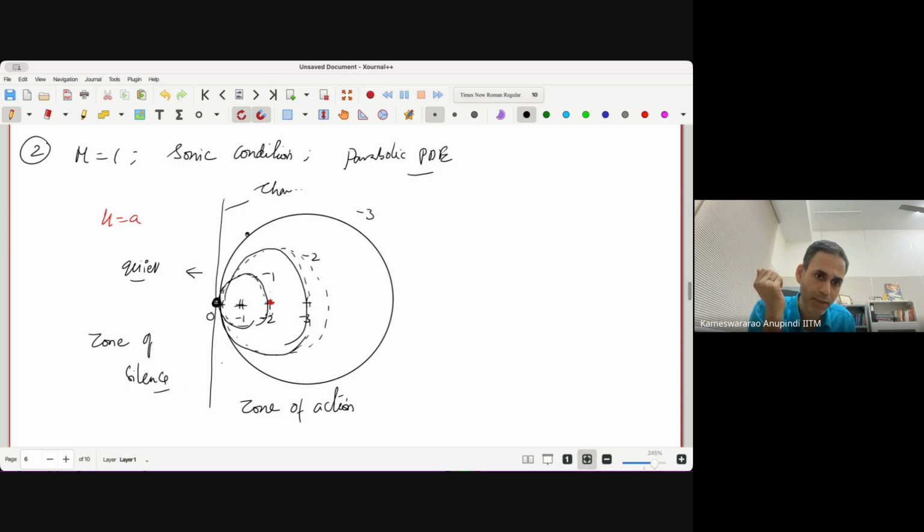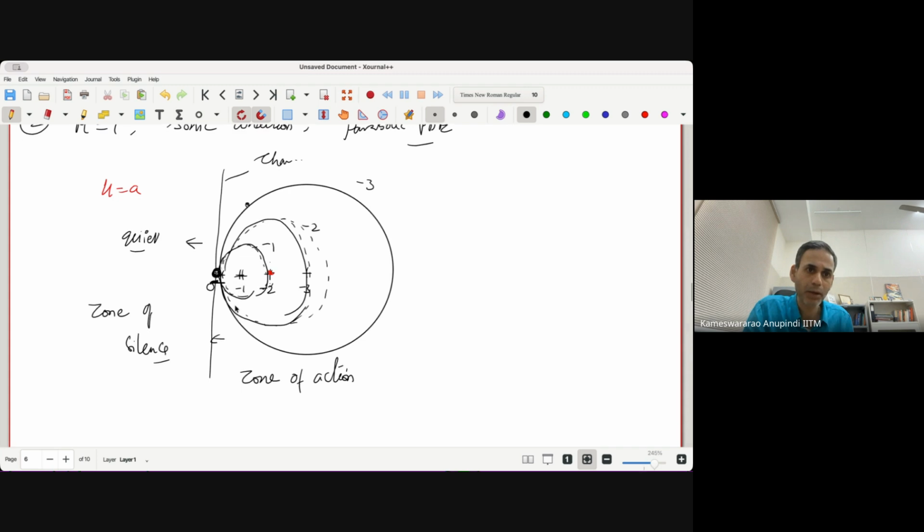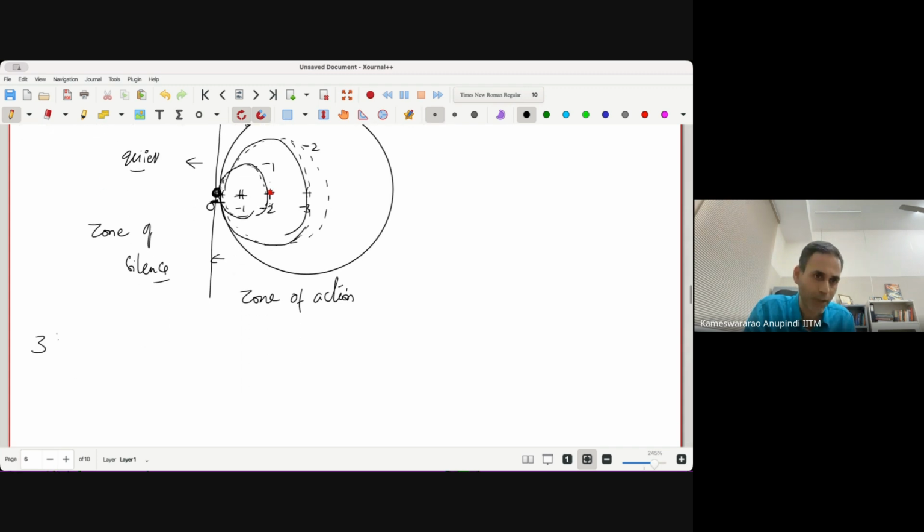And this is the characteristic line, which is basically the sonic wave. You can think of this as a small airplane or something. So this is basically a small airplane that is traveling. Now, this kind of thing is a parabolic PDE.